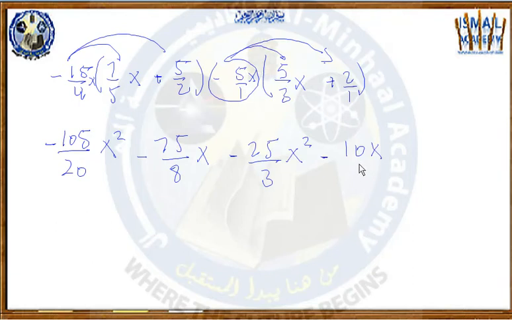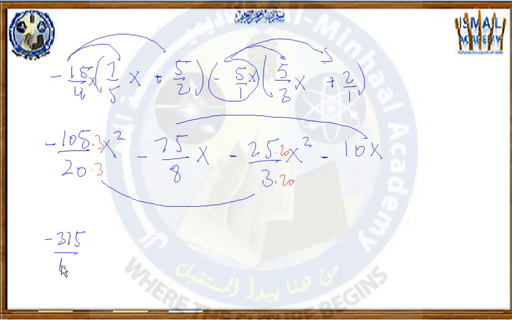Is that clear? Alright, now what do you do next? Combine like terms. Yes? So here I combine this with this and I combine this with this. It looks like they have the same sign. I'm just going to combine. So what's the common denominator here? 60. So I multiply here by what? By 3. Yes? I multiply here by what? 20. So I will end up having what? 315. So it's going to be minus 315 over 60 x squared.